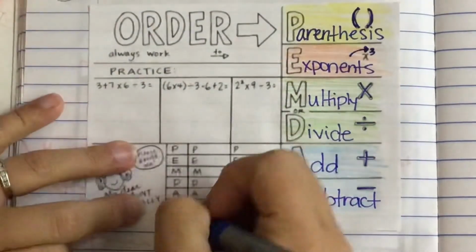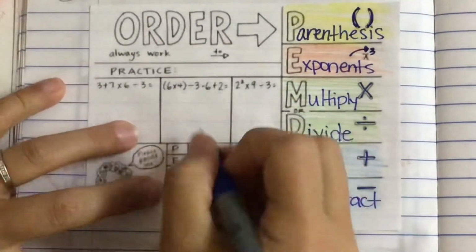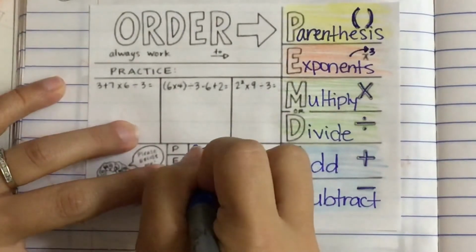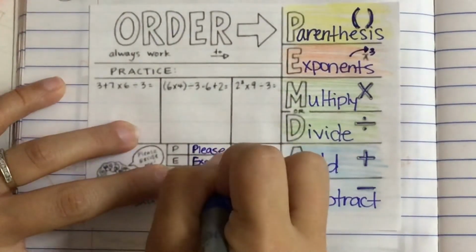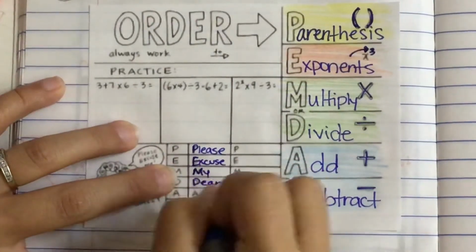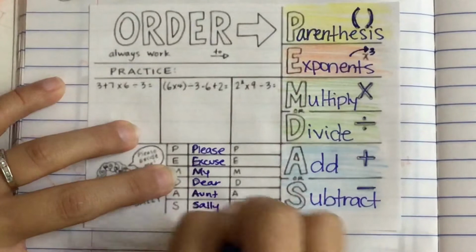And again, we know that the sentence we can use to help us remember the steps of PEMDAS is: please excuse, very good, my dear Aunt Sally.